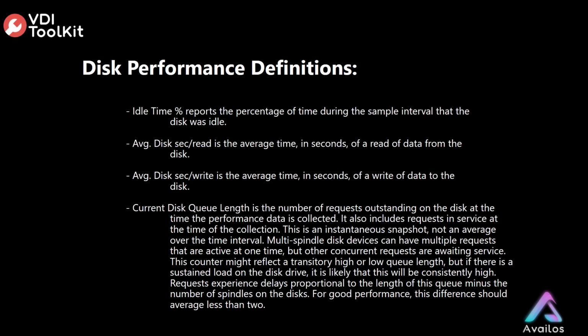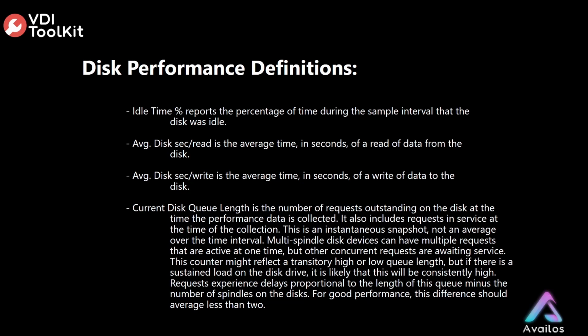Current disk queue length is the number of requests outstanding on the disk at the time the performance data is collected. It also includes requests in service at the time of the collection. This is an instantaneous snapshot, not an average over the time interval. Multi-spindle disks can have multiple requests that are active at one time, but other concurrent requests are awaiting service. This counter might reflect a transitory high or low queue length, but if there is a sustained load on the disk drive, it is likely that this will be consistently high.